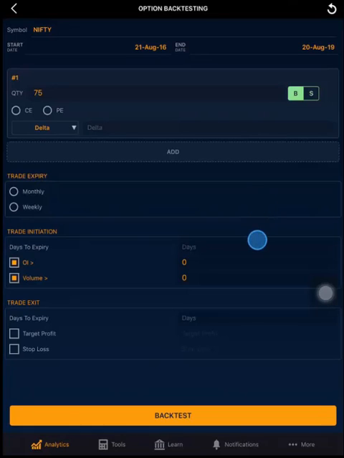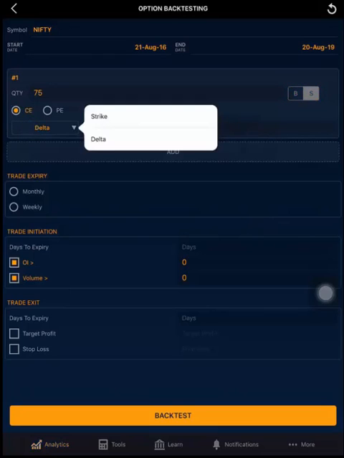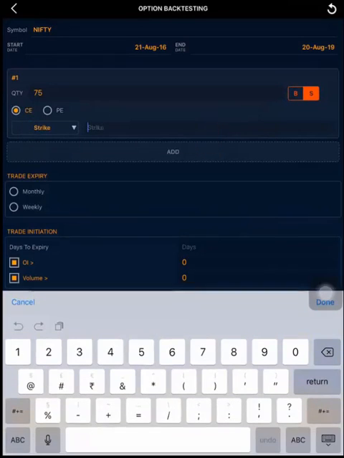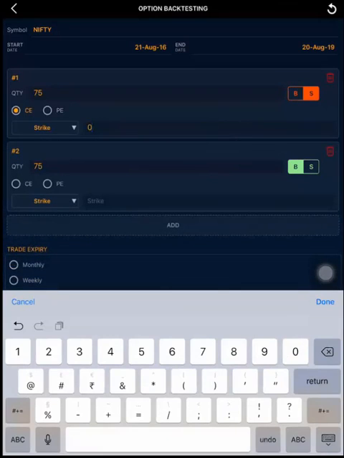For instance, now I'm making it simple. I'm doing it strike-wise. I'm selling. So I click on the radio button, sell, call, drop down, I select strike. I put the strike as 0. I go to add. Now, second radio button, again sell. Now I want to sell a put, so I click on put. By default, the strike will come up.